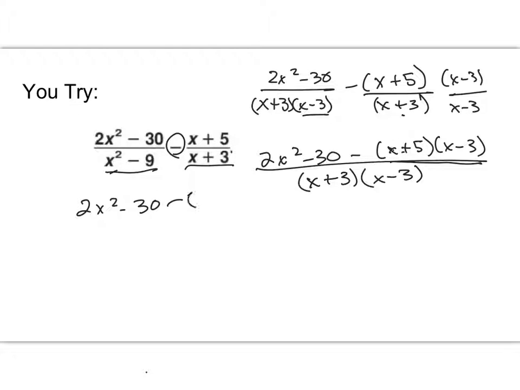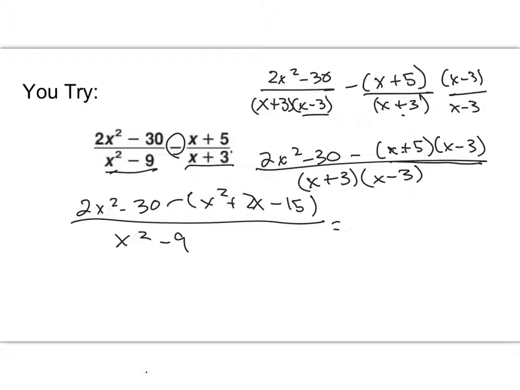That would be x squared plus 2x minus 15. I'm going to go ahead and recombine that denominator. All right, let's see if we can simplify the top a little. 2x squared minus x squared is going to be just x squared.